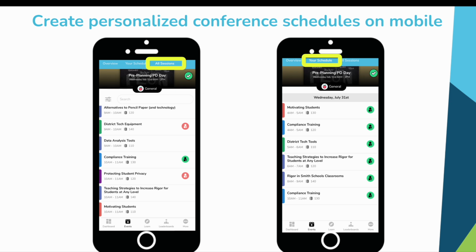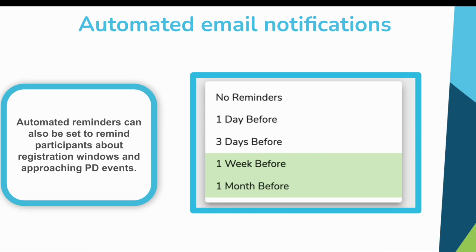Additionally, they're going to be able from their phone to access all of the conference information, any updates that are coming up. They can access their resources, they can check in from mobile to make sure they get credit for the event, etc. For any live PD that's coming up, you can choose to send automated reminders to remind participants about things like registration windows closing or the actual event as it is approaching.